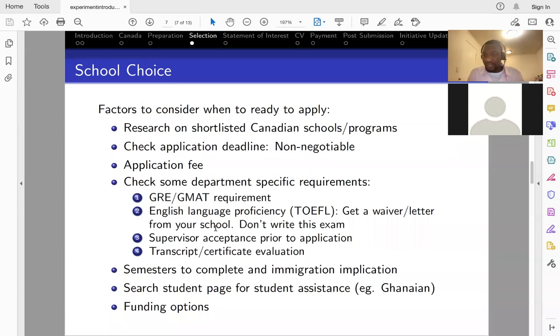But that's not the end of it. You still have other immigration policies like the PR, citizenship, and the rest. So this is somewhat flexible. It shouldn't be a deal breaker for you.